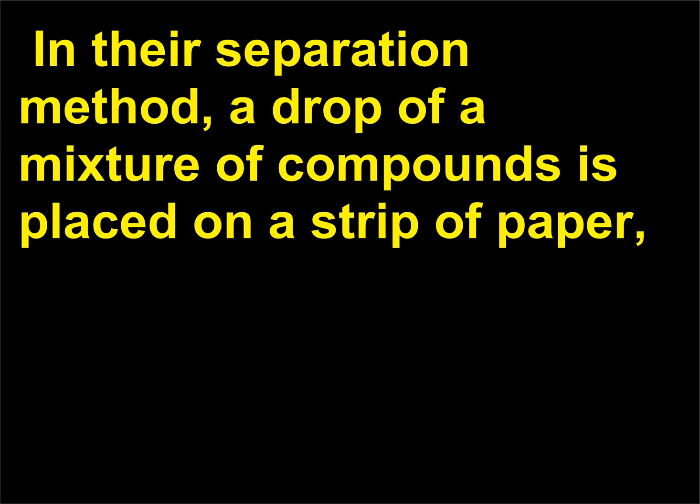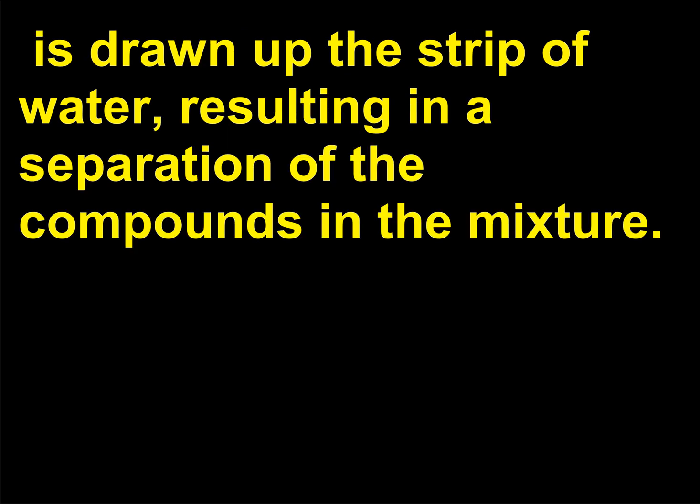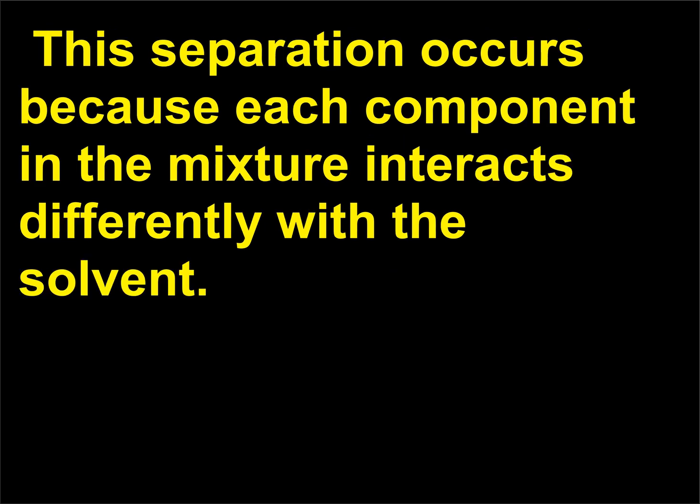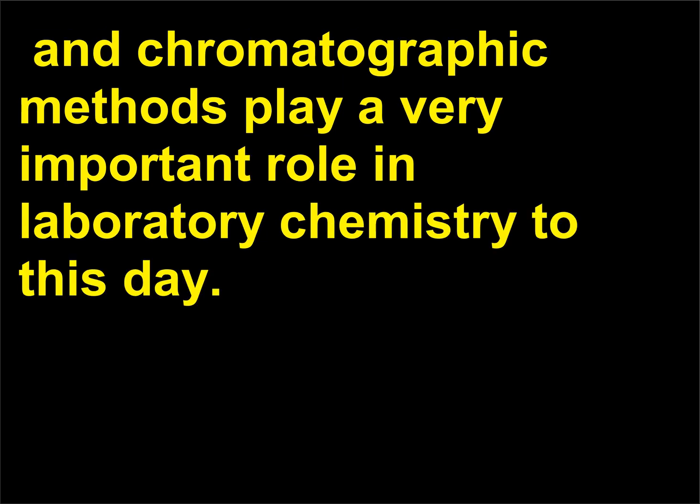In their separation method, a drop of a mixture of compounds is placed on a strip of paper, and a solvent, perhaps water or an alcohol, or a mixture, is drawn up the strip of paper, resulting in a separation of the compounds in the mixture. This separation occurs because each component in the mixture interacts differently with the solvent. This method has been expanded upon by a large number of later researchers, and chromatographic methods play a very important role in laboratory chemistry to this day.